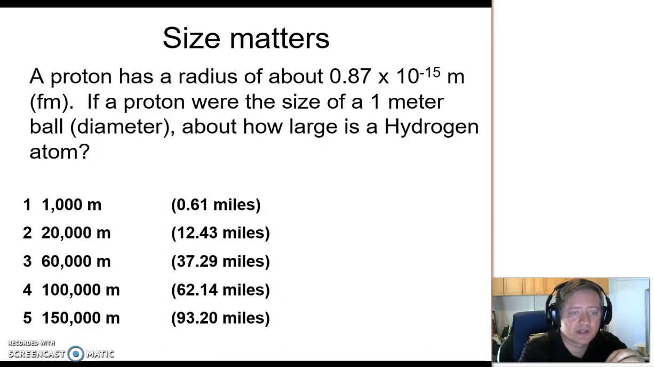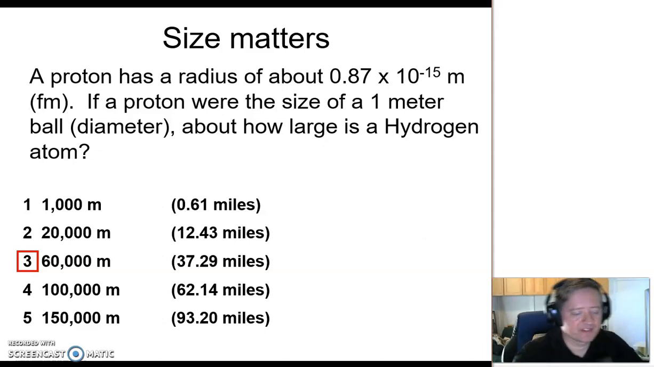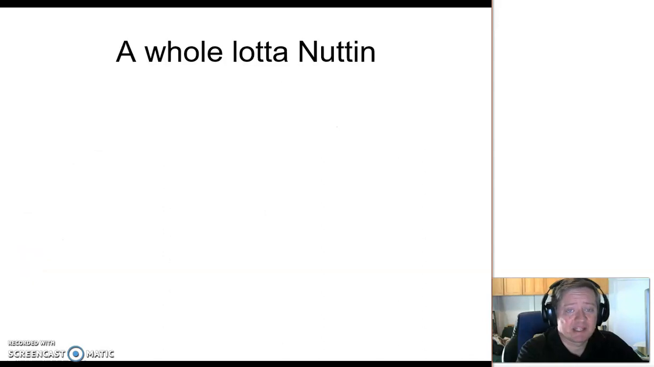These are your choices: 1,000 meters, 20,000 meters, 60,000 meters, 100,000 meters, or 150,000 meters. Think about it for a second. Which one do you think the answer is? Put it in the worksheet. Well, let's see. Your answer is actually about 60,000 meters. So that electron would be located 37 miles away. To give you an idea, that's a lot of space.